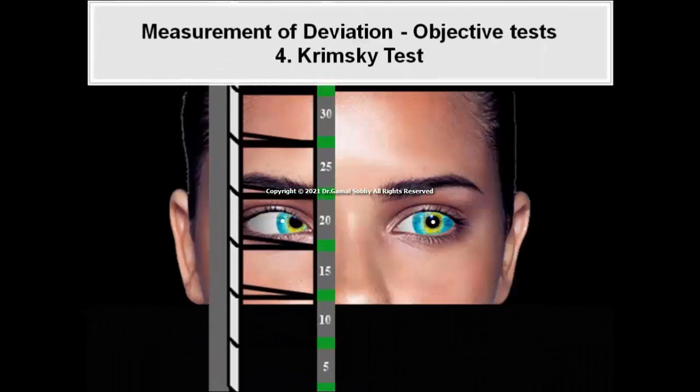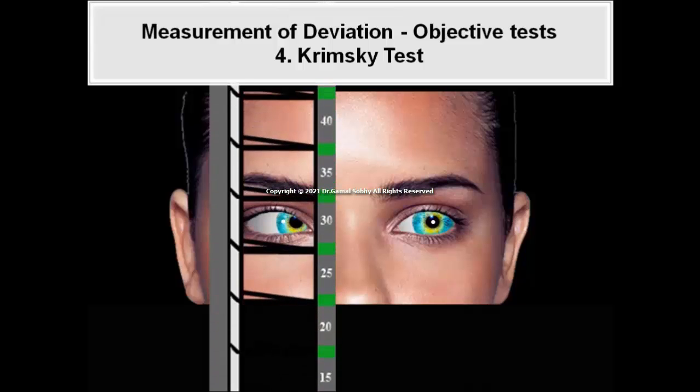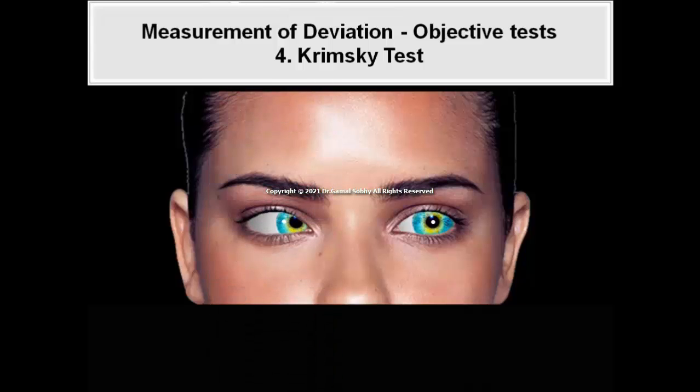Krimsky test. Prisms are placed in front of the blind deviated eye till we center the corneal reflection on this deviated eye.